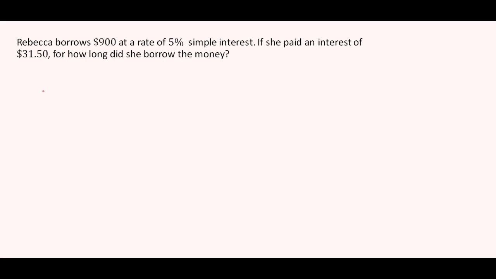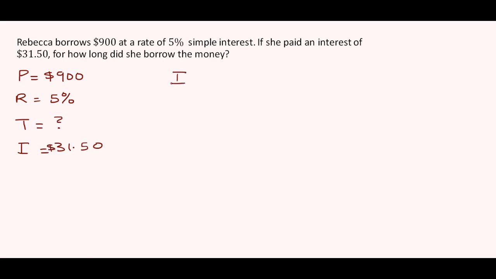Rebecca borrows $900 at a rate of 5% simple interest. If she paid an interest of $31.50, for how long did she borrow the money? So let's start by indicating what our terms are. The principal is $900 because that's the amount borrowed. The rate is 5%. The time is unknown, so I'm going to put a question mark there. And then our interest is $31.50.